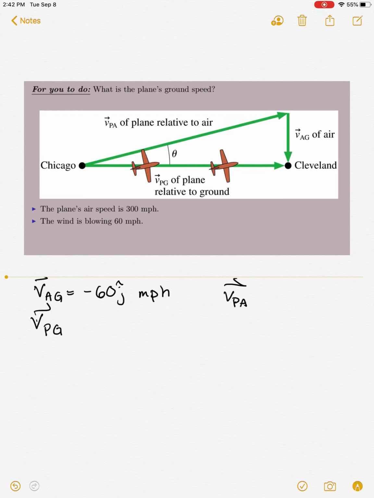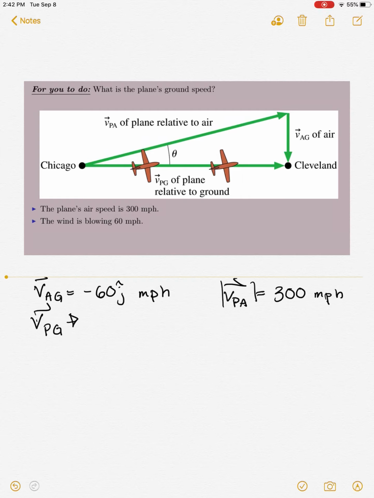Oh, wait, I just mixed that up. I still want to find VPG, but now I have VPA is going to be traveling at an angle here. So then this is going to be 300 miles per hour. But I don't know the angle theta. So we need to find VPG.